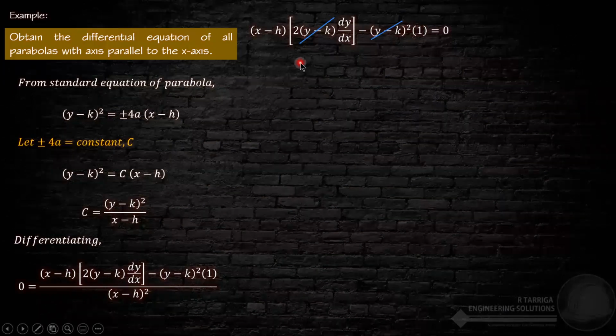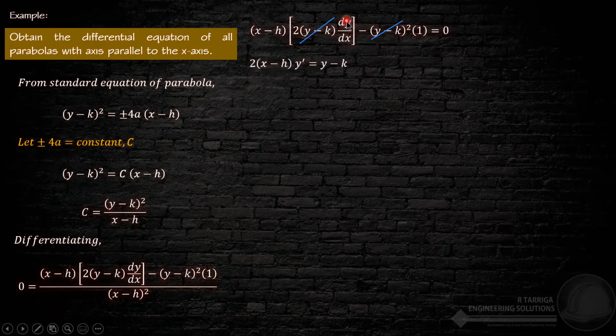So magiging ano na lang, 2x minus h. Okay, gi-replace ko siya ha. Ang dy over dx, gi-replace ko siya ng y prime. And gi-transpose ko na lang sa kabila yung y minus k na natira. Okay? And if you are to simplify that one, i-isolate natin whether h or k. Kasi mag-differentiate man tayo once again. So, one time pa man tayo nag-differentiate.